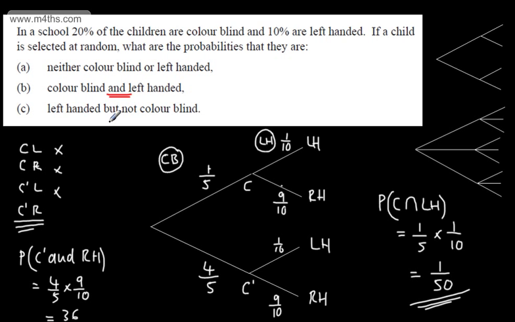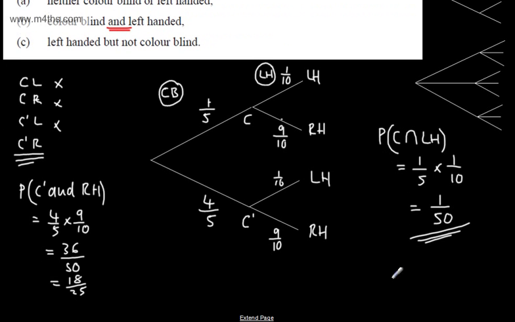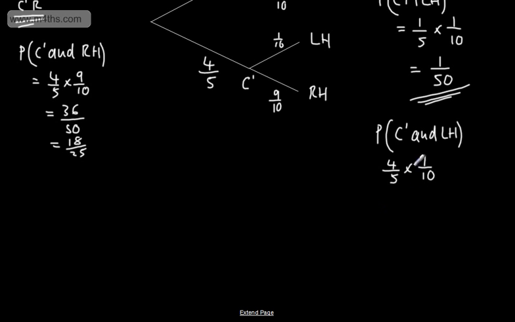Left-handed but not colourblind. So what we need to do is find that one. So if we think about it, left-handed and not colourblind, we're going to go down the not colourblind branch and the left-handed. So we can say now that this is going to be the probability of not colourblind and left-handed. So just jotting this down, and that's going to give us 4 over 5 multiplied by 1 over 10, which if we wanted to write it out would be 4 over 50, or we could simplify that to 2 over 25.